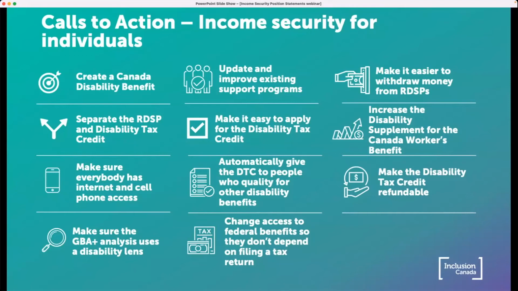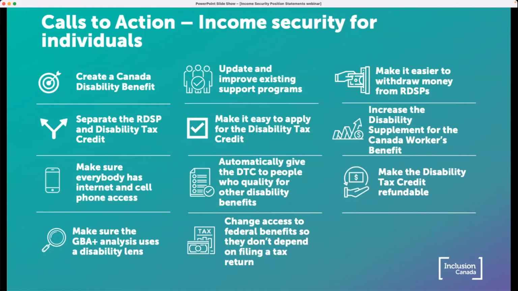So we need to acknowledge that the internet is a necessity, that there should be low-cost options available, and that cell phone access is part of that. Not everyone on a provincial or territorial disability support program can afford to buy a laptop. So cell phones are a low-cost way to access the internet.